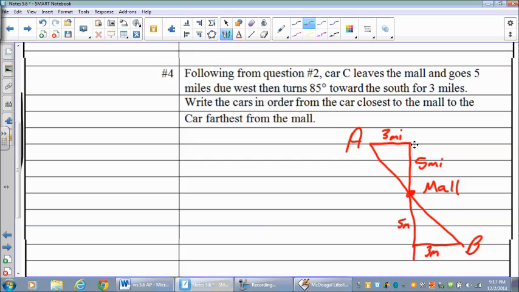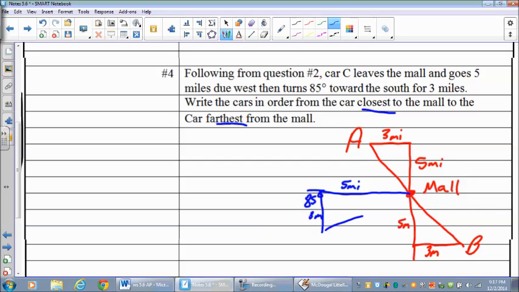Okay. All right. In this scenario, it says suppose we have a car C. It leaves the mall and goes 5 miles due west. Here's the addition. 5 miles west. And then it turns 85 degrees towards the south. So that means it turns and goes this way. This angle out here is 85 degrees, and it goes 3 miles. Write the cars in order from the closest to the mall to the farthest from the mall.